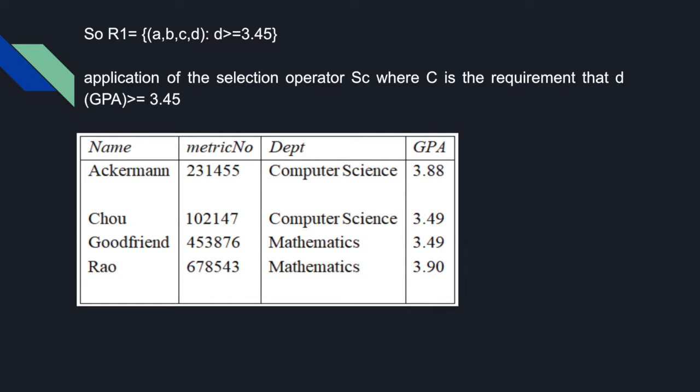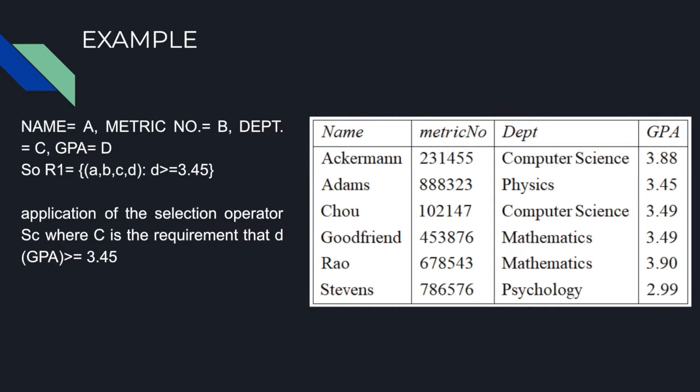As you can see here, R1 equals the ordered tuple (a, b, c, d) such that d is greater than or equal to 3.45, where a is name, b is metric number, c is department, and d is GPA, where a belongs to A, b belongs to B, c belongs to C and d belongs to D. This is the application of the selection operator SC, where C is the requirement that d, which is GPA, is greater than or equal to 3.45. After we put in the requirement, we have got the data that satisfies a GPA of 3.45.